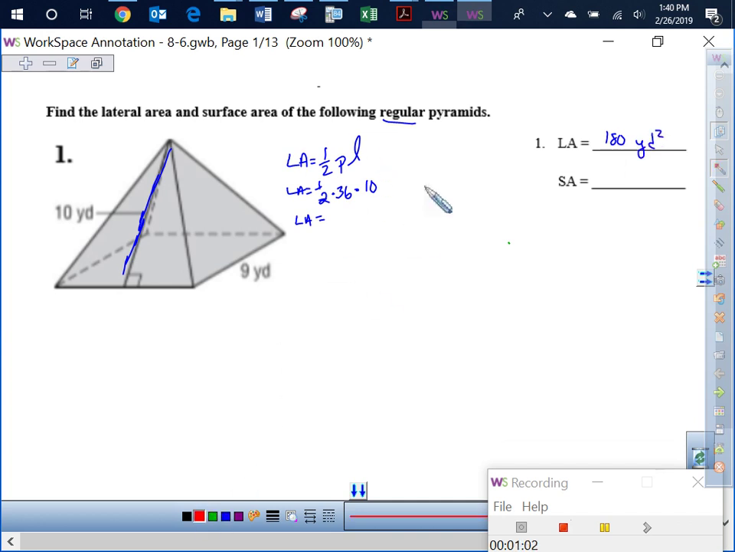Then the surface area, we'll start with that formula. If we check him out, this is a pyramid, right? So it's the lateral area plus just one base area this time, because pyramids only have one base. We don't need two base areas.